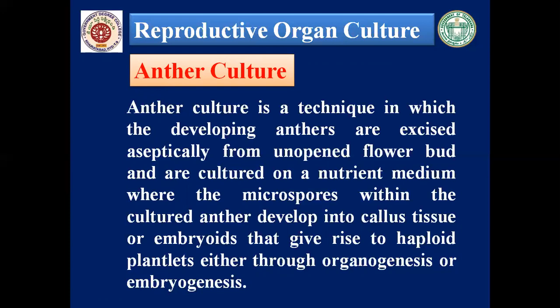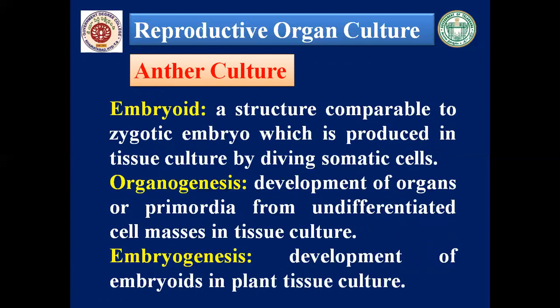These developing anthers are cultured on a nutrient medium, either MS medium or White's medium, depending on the plant. Here the microspores, nothing but the pollen grains present within the anther, develop first into callus tissue, or sometimes they develop as embryoids that give rise to haploid plantlets, either through organogenesis or embryogenesis. Now we'll see what embryoids are, and what organogenesis and embryogenesis are.